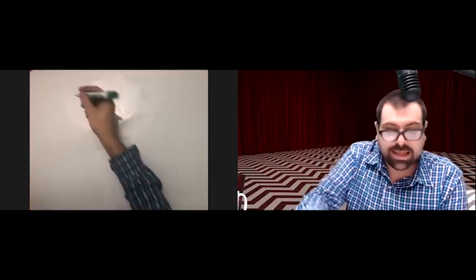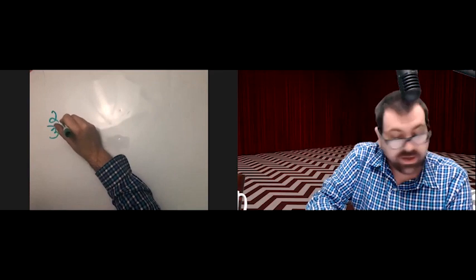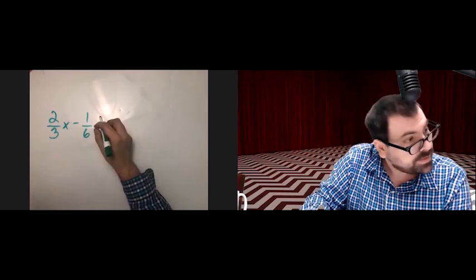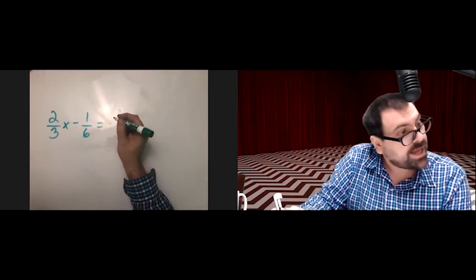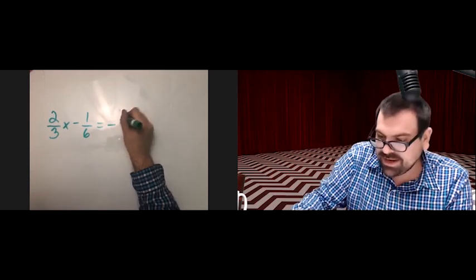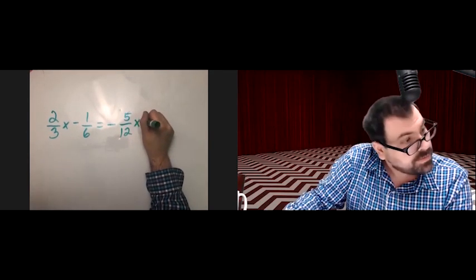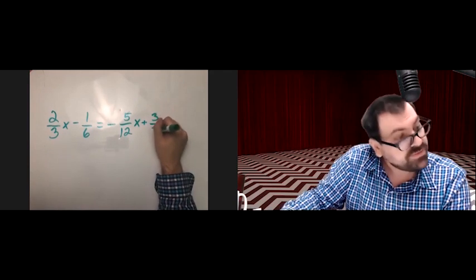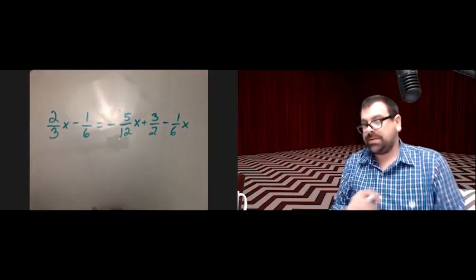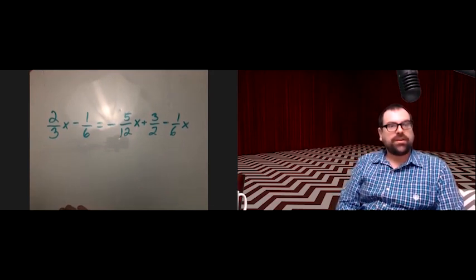Let me take a look at this problem now. This is going to be very scary looking. I'm sorry in advance. 2/3 x minus 1/6 equals negative 5/12 x plus 3/2 minus 1/6 x. Wow. So there's a fraction in every little bit of this problem.